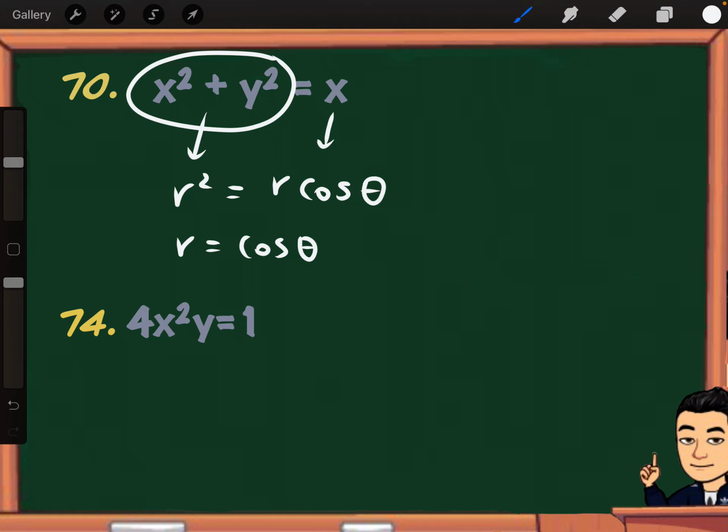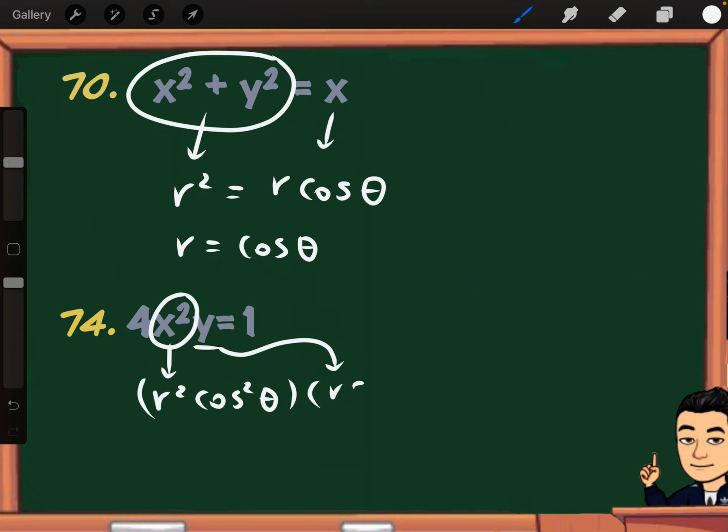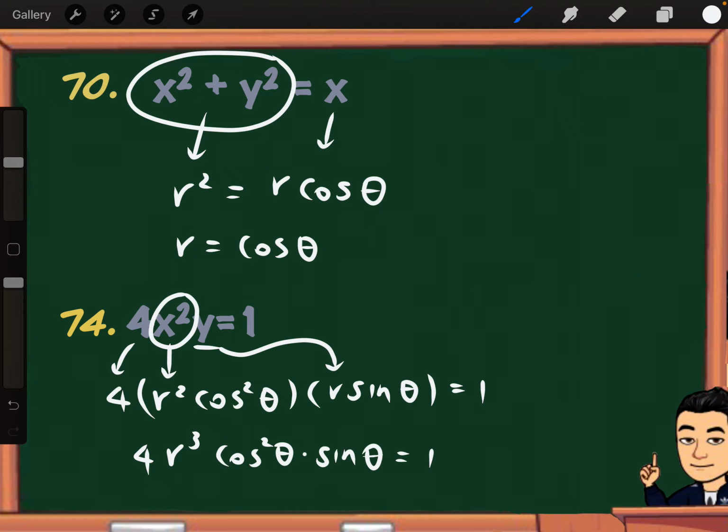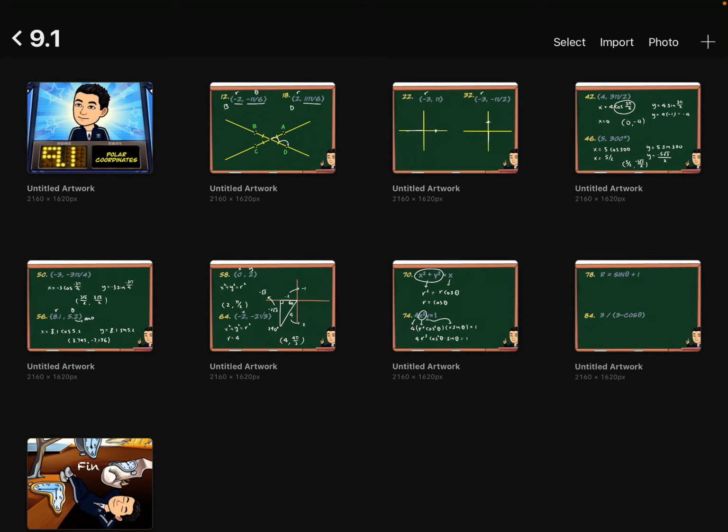Okay, in 74, change the x squared to r squared cosine squared theta, and change the y to, so you multiply by r sine theta. Okay, and put the 4. Make sure you don't forget about the 4. Okay, equals 1. And then just multiply the like terms. You're going to get 4r cubed cosine squared theta times sine theta, which equals 1. That's all you need to do.